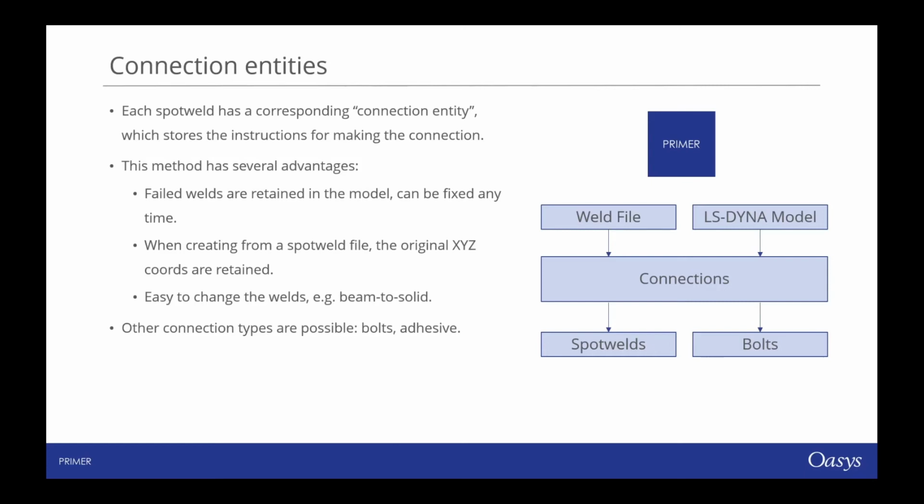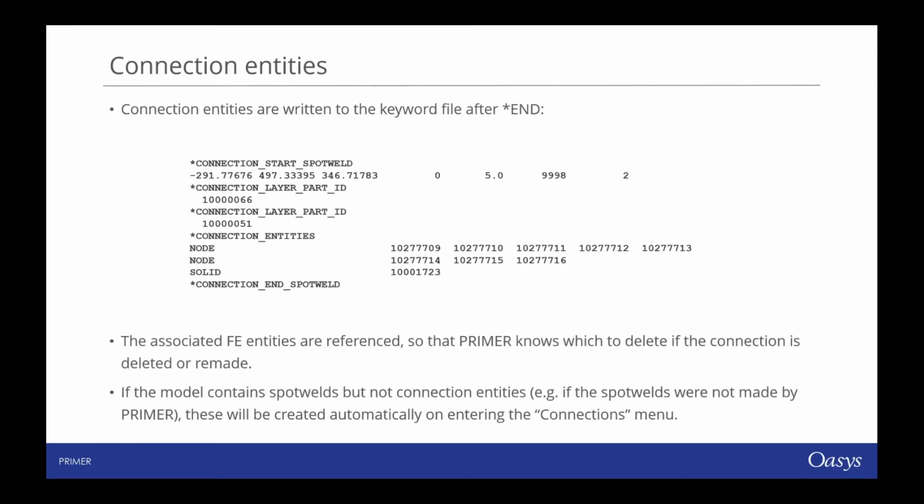And the connection entity isn't just associated to spot welds, other connection types are possible. So for bolts and adhesives, similar information is stored. And for those of you who are familiar with the keyword, this connection entity information is written after the star end in the keyword file. So it's specifically associated to Primer, and it will read that information in. It sits outside of the LS-DYNA keyword deck of the model. And here you can see an example of this.